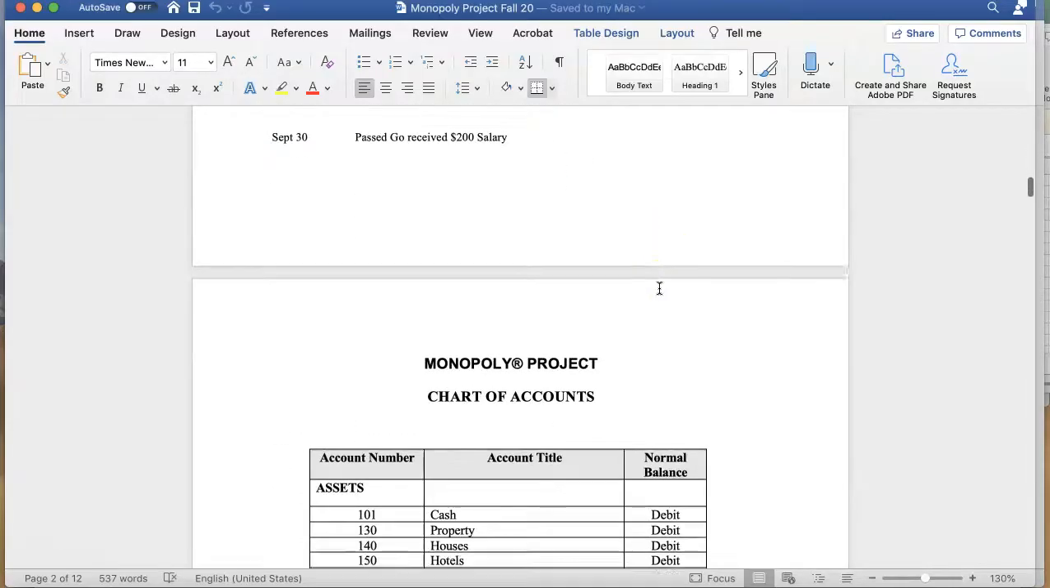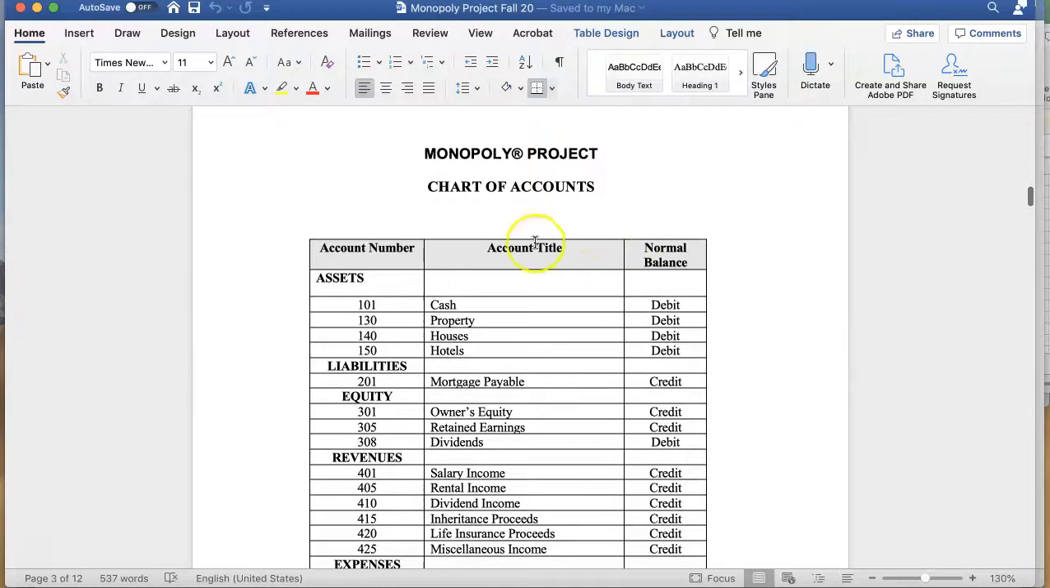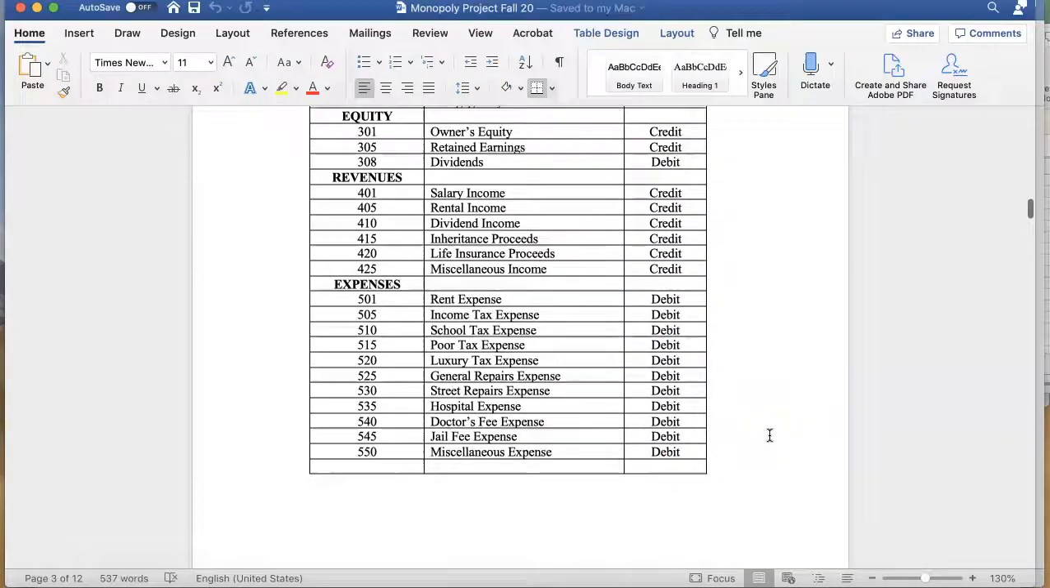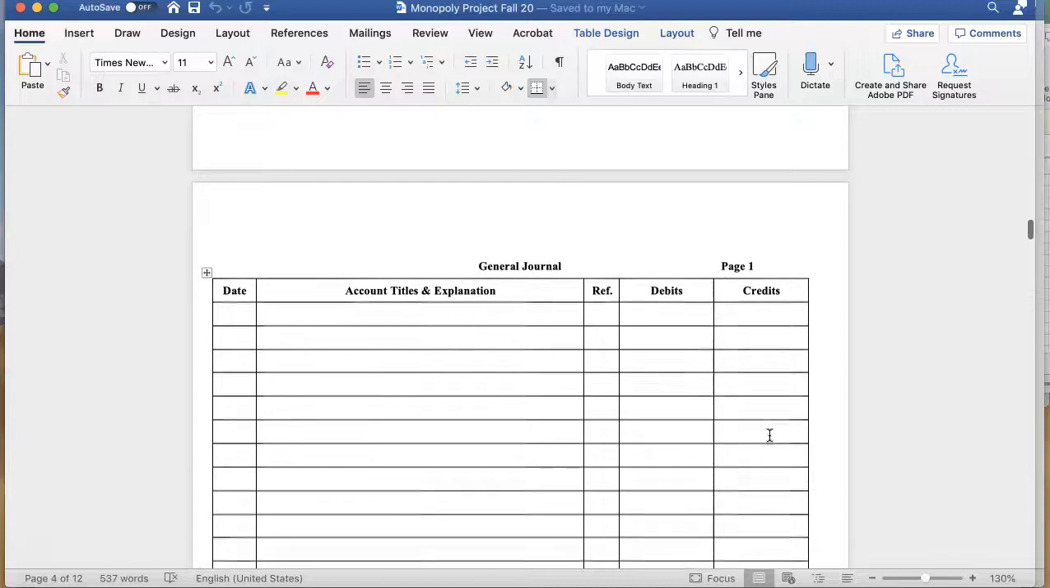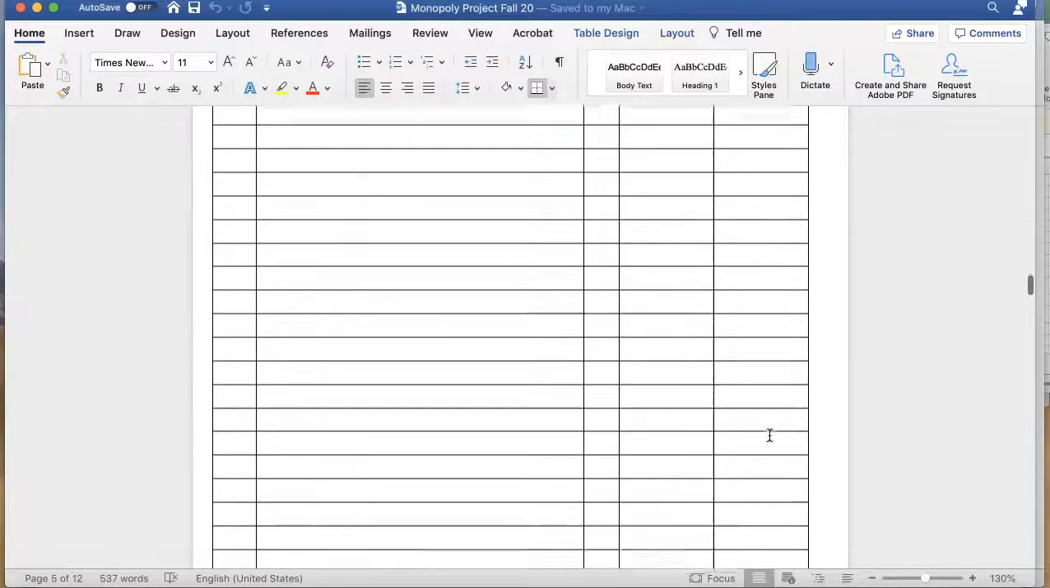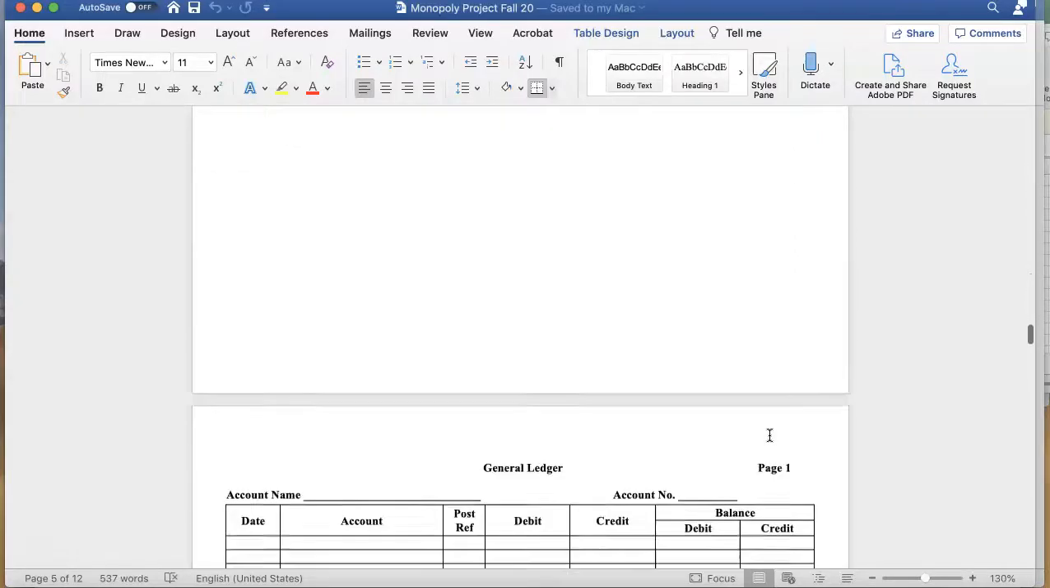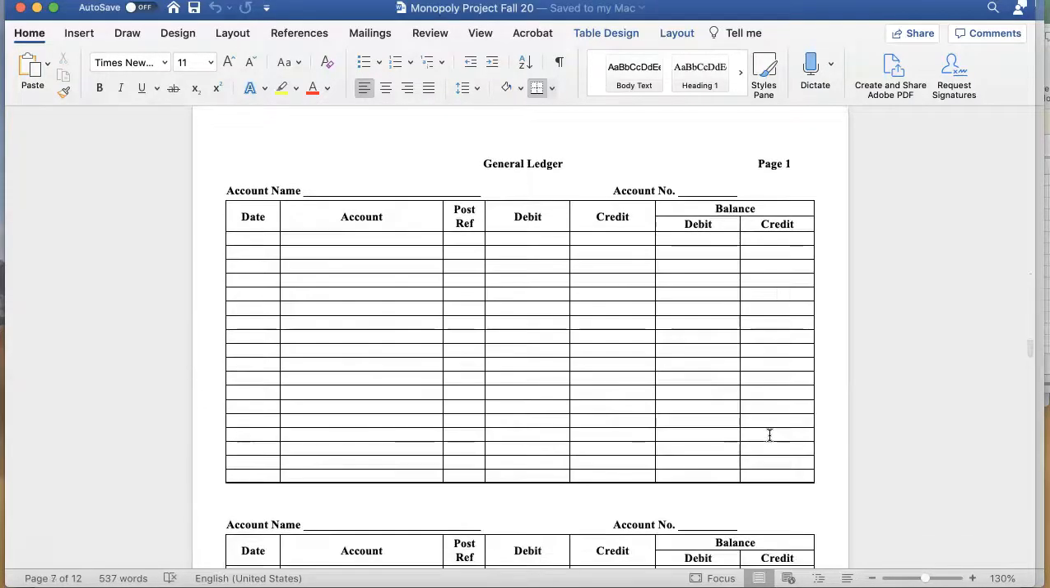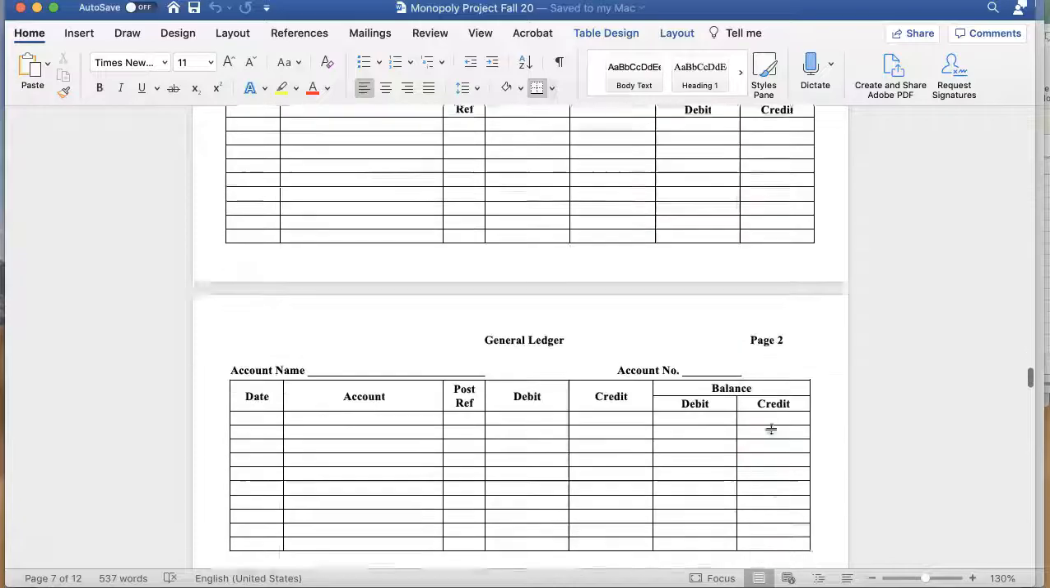If you look at the next page, you'll see the Monopoly project chart of accounts. We'll use that as well for the ledger. Then we have the general journal pages. You have a couple of those sheets in here to be used. Then you have the general ledger pages. I believe I gave you 3 of those to use.